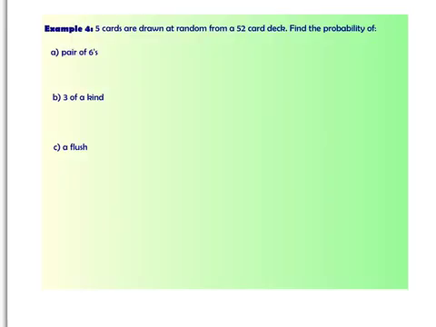Example 4. 5 cards are drawn at random from a deck of 52 cards. Find the probability of getting a pair of 6s, and then 3 of a kind, and then a flush. Okay, I'm going to go ahead and make all the denominators again, because in each of these cases we're taking 5 cards out of 52. So for each of our denominators we're going to have 52 choose 5.